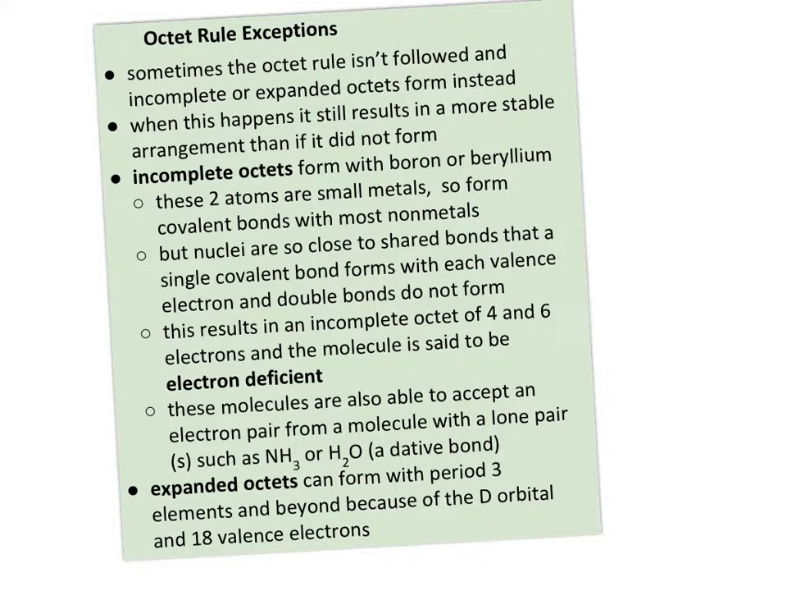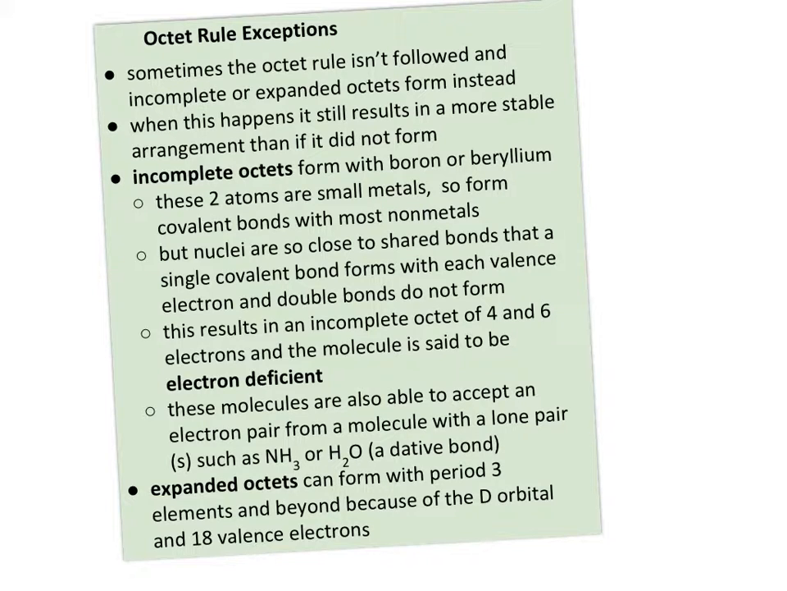So this results in an incomplete octet of 4 and of 6 electrons, and the molecule is said to be electron deficient. And what that means is these molecules are going to be able to accept an electron pair from a molecule with a lone pair, or pairs such as NH3 or H2O. So they will readily bond with other things and complete their octet.